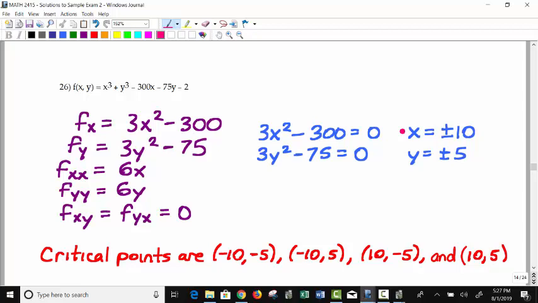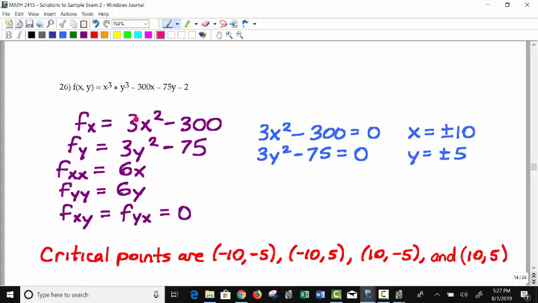Let's take a look at this function. Well, this one offers a lot more excitement here, doesn't it? Looks like we're going to get quite a few critical points on this one. Could be exciting.